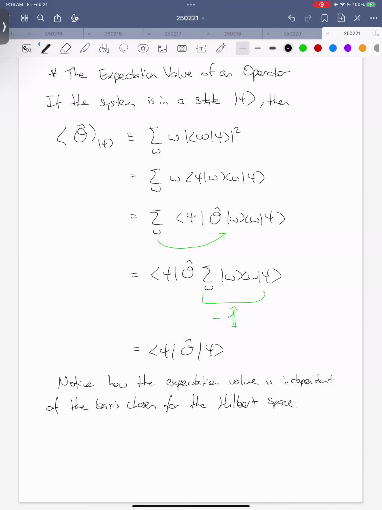Which better be the case, because the expectation value is something that's physically measurable. The basis is like the coordinate system for our vector space, right? The distance from here to Stellenbosch doesn't depend on whether I lay down coordinates in feet or in meters, whether I use some coordinate system that's natural for the Earth or the coordinate system that's natural for, say, the galaxy. The distance is invariant.